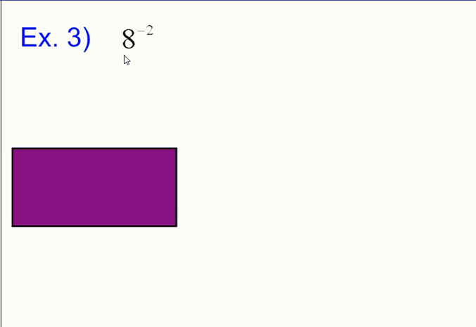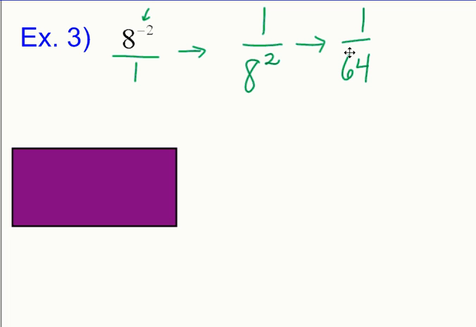So let's say, for example, this 8 to the negative 2. We know that all numbers are over 1. And because of this negative exponent, we need to take the reciprocal of this number. We do that. We put 1 over 8 squared. And once we take the reciprocal, that exponent that was negative now becomes positive. And then we'll continue on and simplify this. 1 divided by 8 times 8, which is 64.